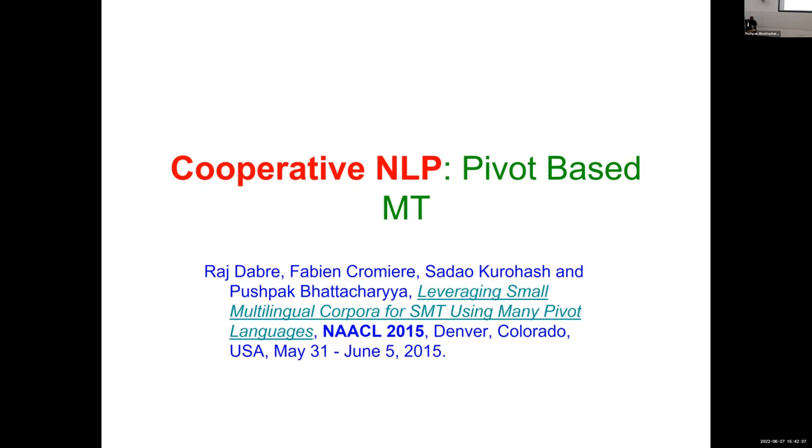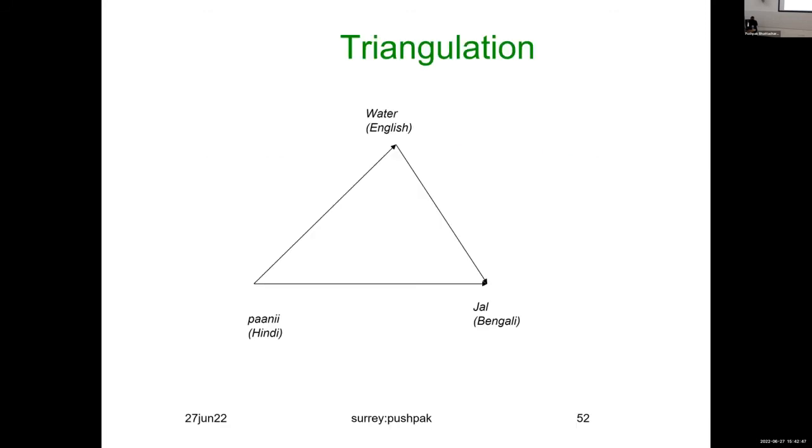So in multilingual machine translation, of course, a very important idea is pivot-based machine translation, where a third language comes and helps the translation of two languages. So here is an example. We have the word pani, which is in Hindi. The Bengali translation is jal. So now in Hindi to Bengali machine translation, suppose we do not have any evidence of pani translated as jal. There is no such evidence in the training data.